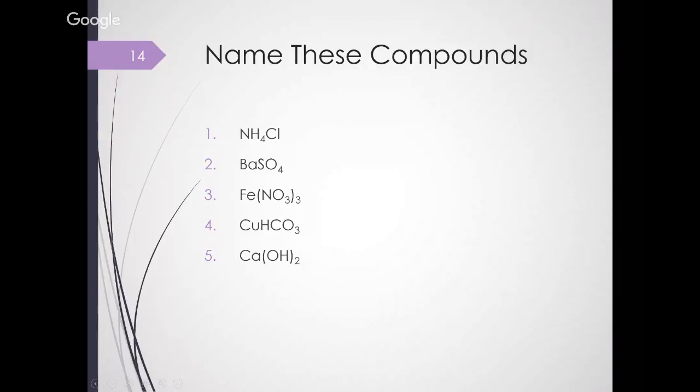Last, we have a metal, calcium, which is separated from this polyatomic. Calcium is a group 2 metal, so it does not take a special charge because it's always a +2. So we don't say calcium 2, we just say calcium. The OH is a polyatomic, which has its own name called hydroxide. So this compound is called calcium hydroxide.